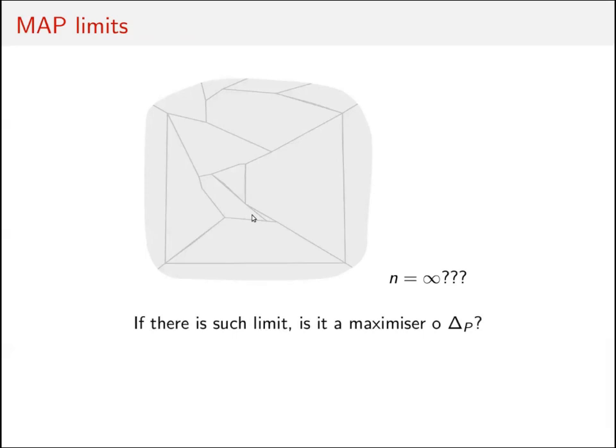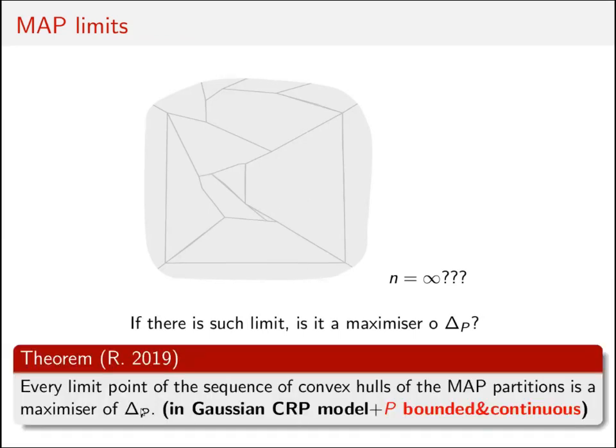I mean, if the limit of the convex halves of clusters of the MAP partitions exists, this should be connected to the partition of the observation space that maximizes this delta P function. So there's a connection between this MAP approach and partitions of the observation space that maximize the delta function, this limit function I mentioned before.